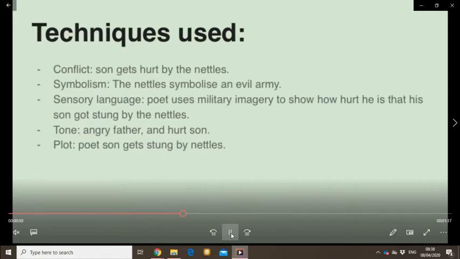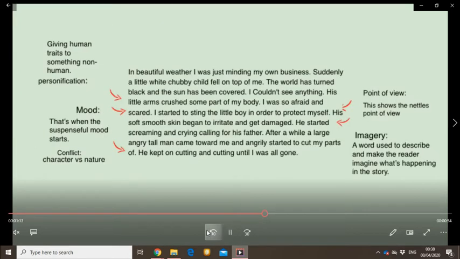The techniques used then, we look at conflict. The son gets hurt by the nettles, so the conflict is between the humans and the plant. The symbolism, the nettles symbolize an evil irony, but they also symbolize the difficulties in life and challenges people face. Sensory language then is illustrated by the poet's use of military imagery to show how hurt the young boy is and that he got stung by nettles.